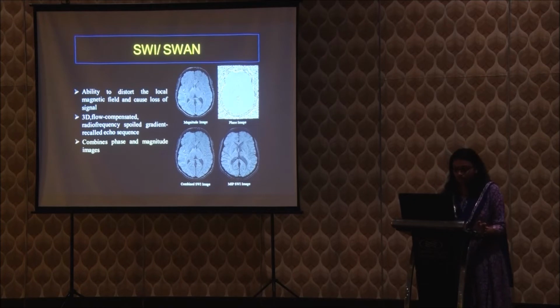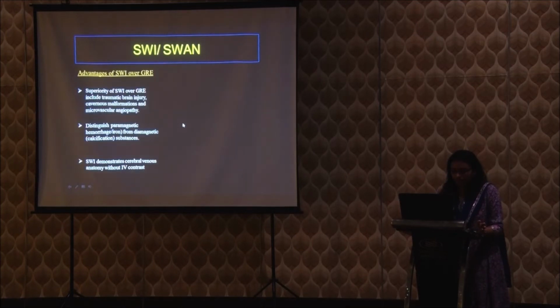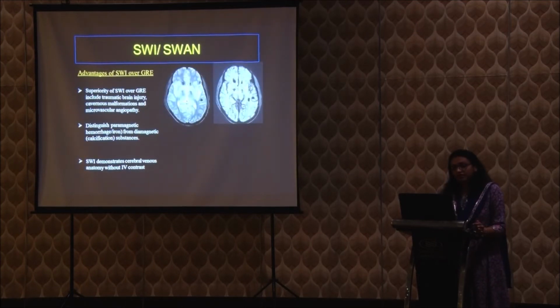SWI or SWAN are different names on different machines, and it is a 3D sequence which is somewhat similar to GRE, but much more advanced, and it is a combination of phase and magnitude images. The advantage of SWI is that it helps in detecting many more lesions. This was a case of cavernous malformation where there are almost 3 or 4 lesions seen on GRE images. However, there are multiple, around 8 to 10 lesions seen on SWI.